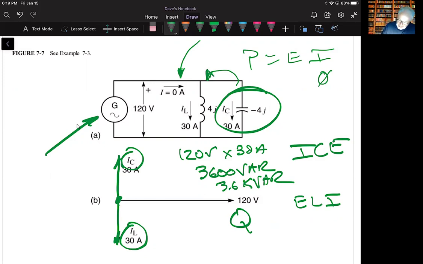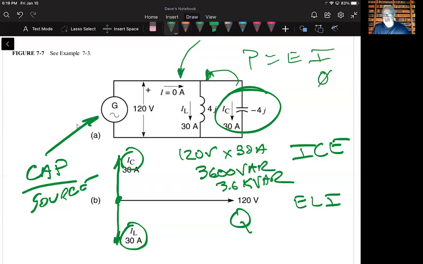So we come to this new conclusion: a capacitor acts as a source of reactive power. Again, I want you to know something here. This is not some theoretical thing to make everything work. This actually is occurring in this circuit.